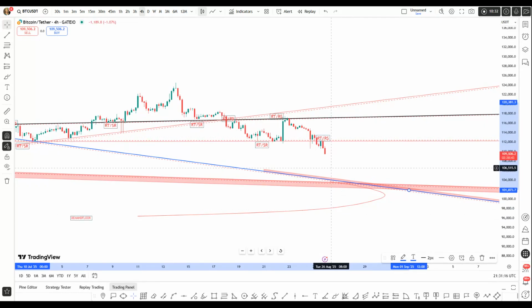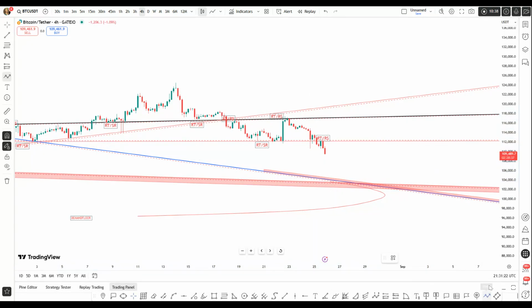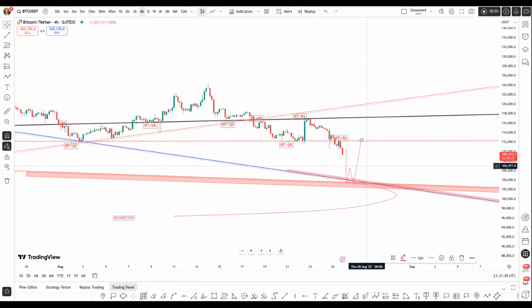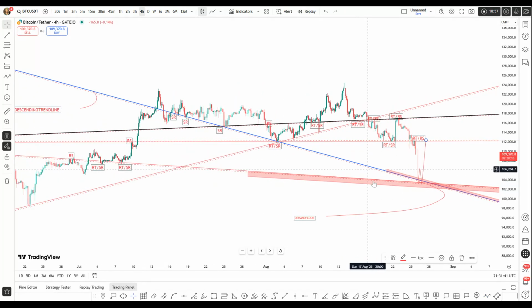But at the moment, the market is seeking liquidity, so it will have to come down. If it comes down into this structure, I will look for a buy opportunity at 103,227. The market might form a W structure and return.